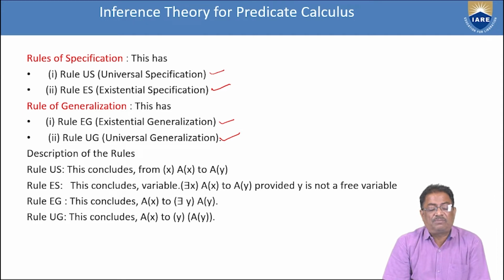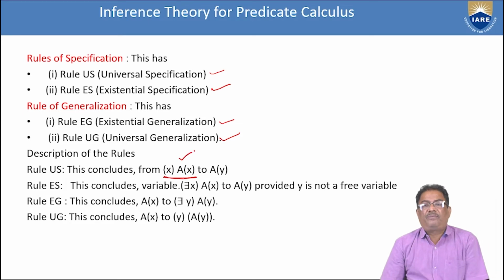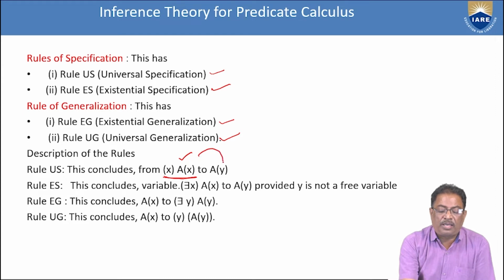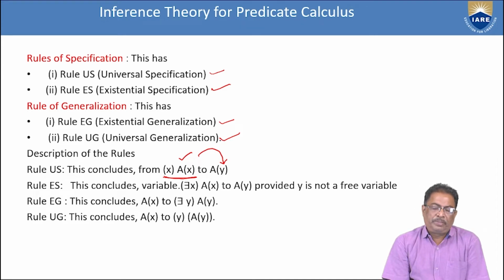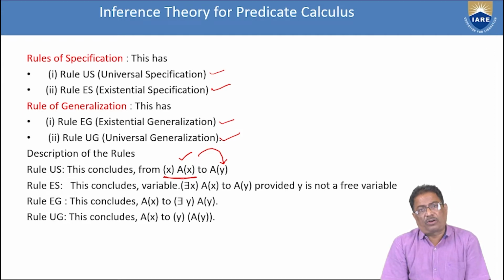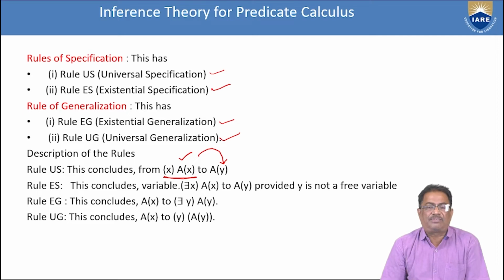So what is the description of these rules? The universal specification concludes from, for every x, A of x is true, that it is also true for a particular variable, y. So this is universal specification. If the predicate function is true for all the values of x, then automatically it is true for some particular value of x, which we take as y.